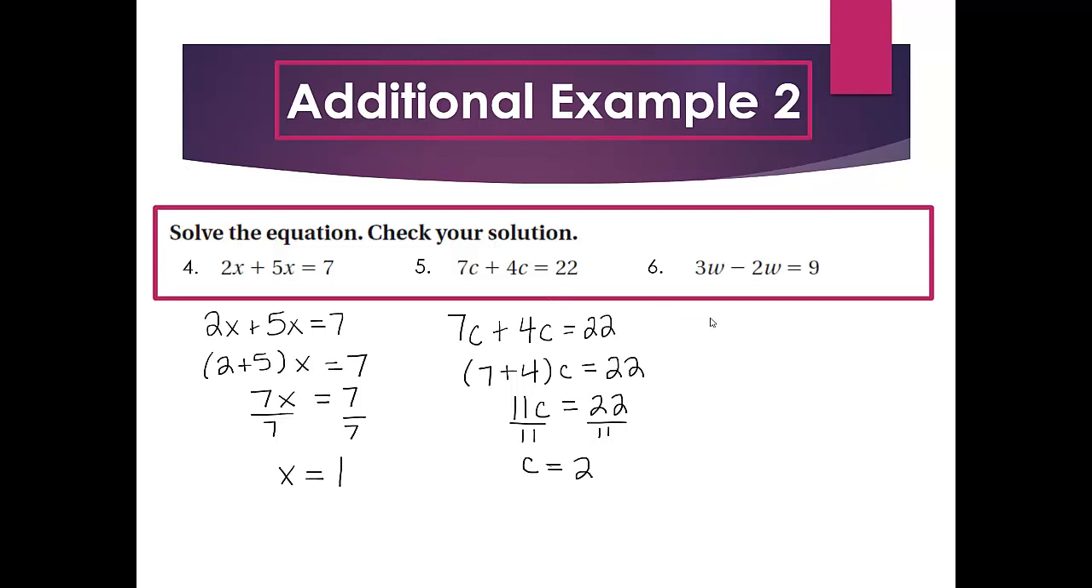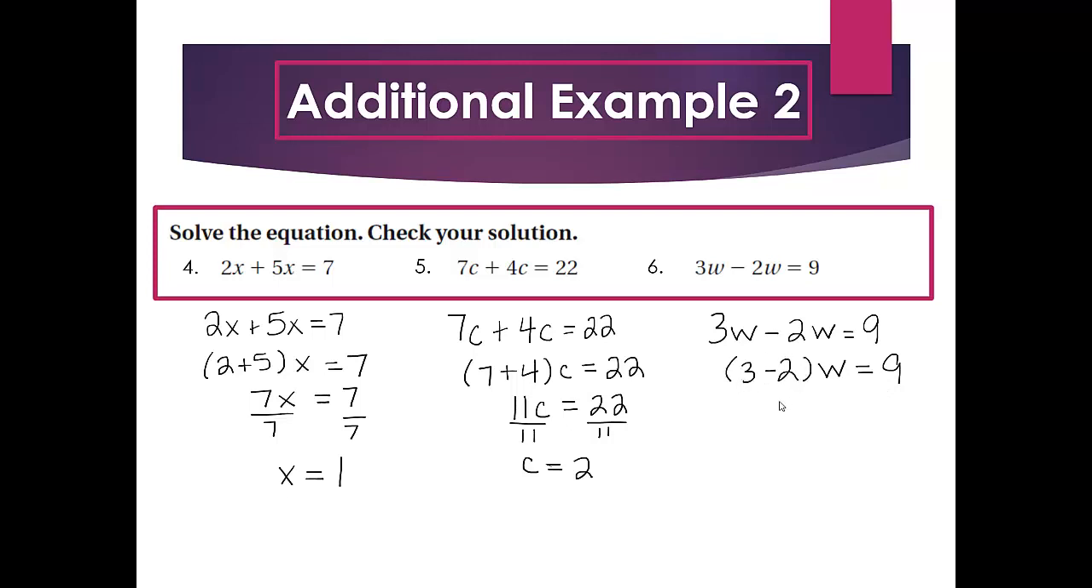And now for number 6, we have 3w minus 2w, and that equals 9. Once again, we need to combine our like terms, 3w minus 2w. To combine these, we'll do 3 minus 2, and then we would take that answer and multiply it by w. And then that would be equal to 9.